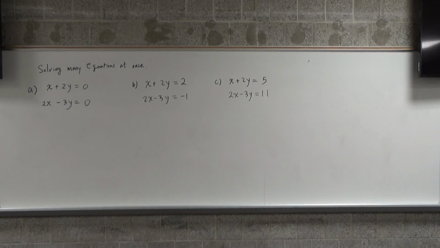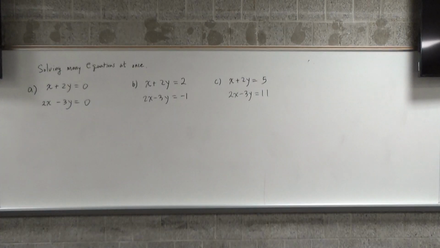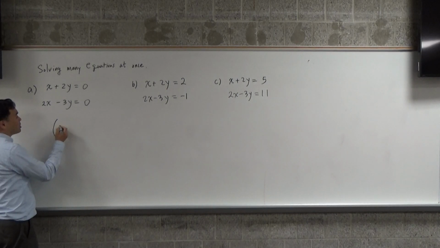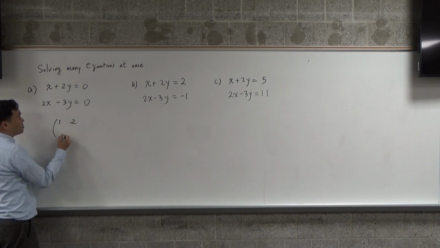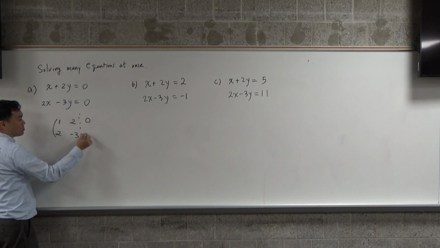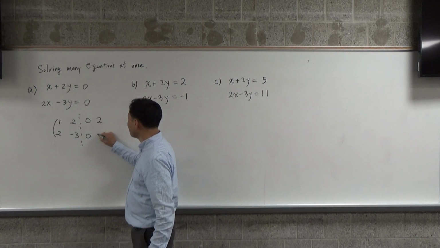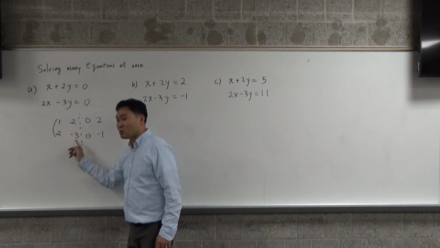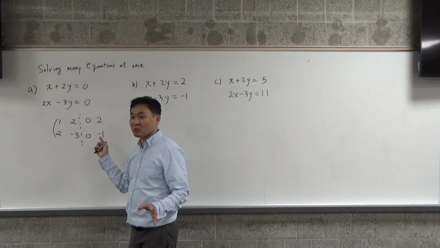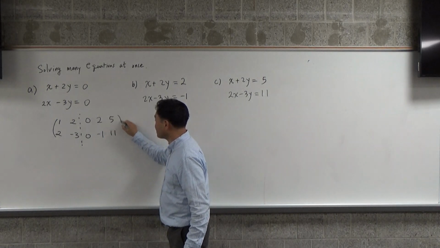Let's say you got lazy and you just want to do everything at once. How can we do this at once? Well, we just say it's like 1, 2, 2, negative 3, and then put it here, 0, 0. But I can just put the 2 and negative 1 right next to it, because when we do the reduced row echelon form, it's the same exact process, right? Don't you agree? So I can just put this later, and then 5, 11, just like that.